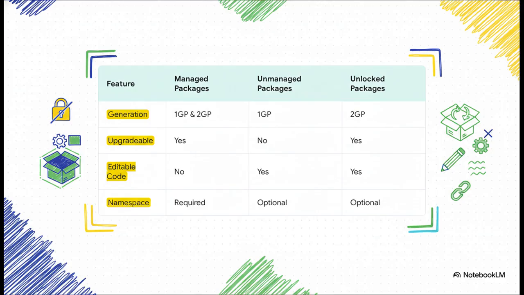You've got managed packages over here, which are great because they're upgradable, but they lock down your code. Then you have unmanaged packages where the code is editable, but you can't really upgrade them. But unlocked packages, they're in that last column, they give you the best of both worlds. They're upgradable, the code is totally editable, and you don't even need a namespace. They are perfectly designed for this flexible, source-driven world.